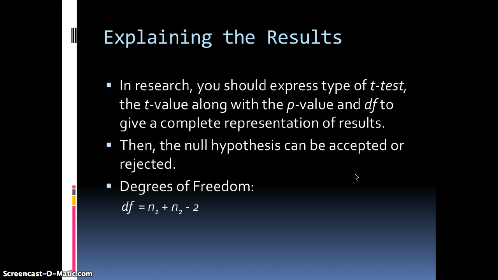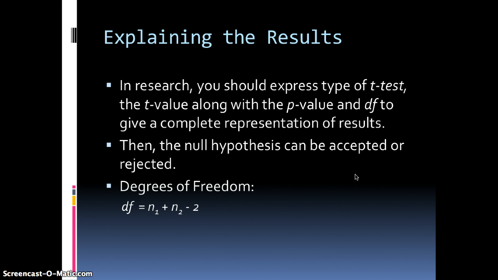In research, you should express the type of t-test, the t-value or test value, along with the p-value or probability value, and degrees of freedom, df, to give a complete representation or story of the results. Then the null hypothesis would be accepted or rejected. For example, the null hypothesis could state that there is a difference between the means of two groups, or there is not. And then, of course, you want to look at probability because chance comes into play as well. You want to make sure that is not the reason why.